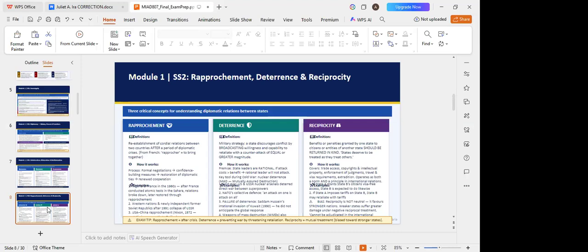If another country is treating you well, you treat them well. If they are treating you badly, you do the same thing to them. Understand? So reciprocity, in essence, means that states deserve to be treated as they are treating others. If a country is treating another country as trash, there was a time the United States of America put sanctions on most African countries.